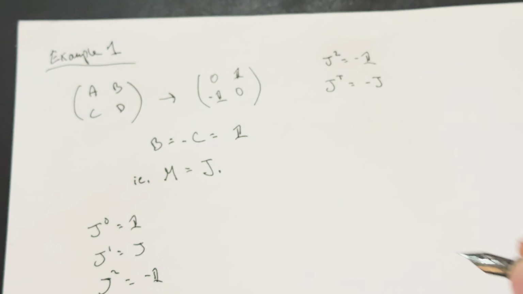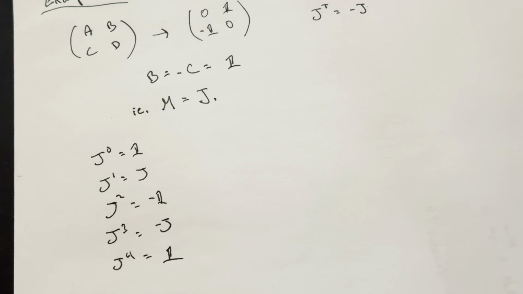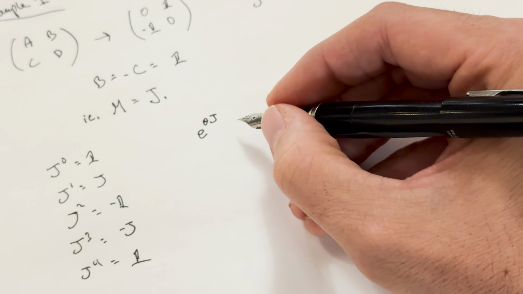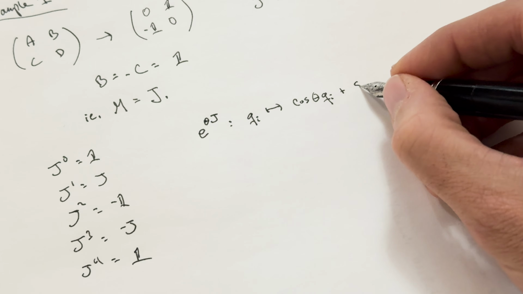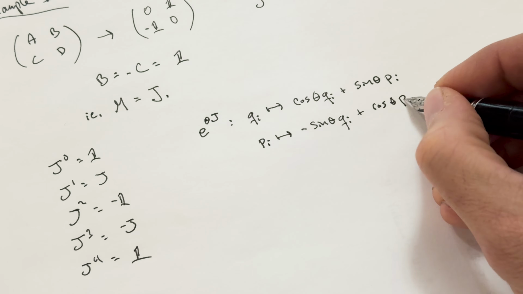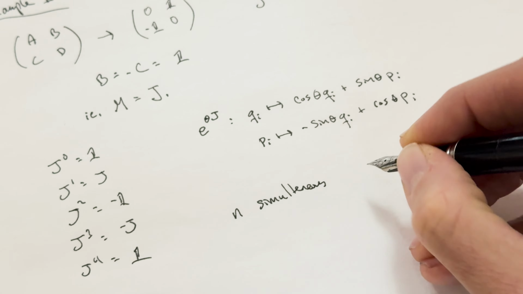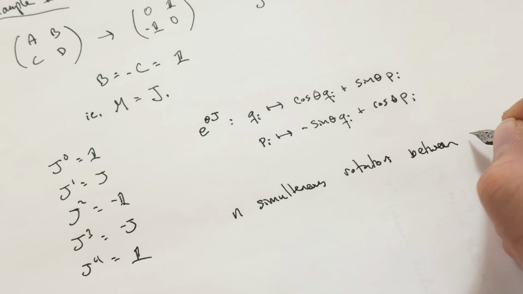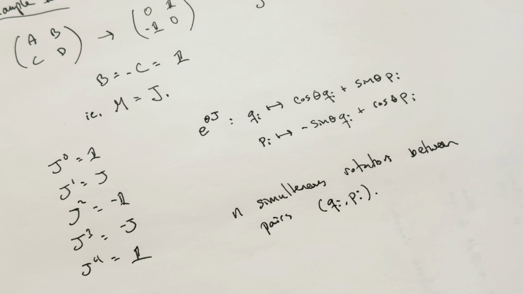Looking at the powers of J and how they expand in terms of the exponential, we immediately see the same pattern that we saw with our trigonometric functions when studying SL2R. Indeed, what we're seeing here is that this element J essentially generates n simultaneous rotations between coordinates and their canonical momenta. And this is hopefully not a surprise: we find n copies of the Lie algebra SL2R inside of SP2NR.